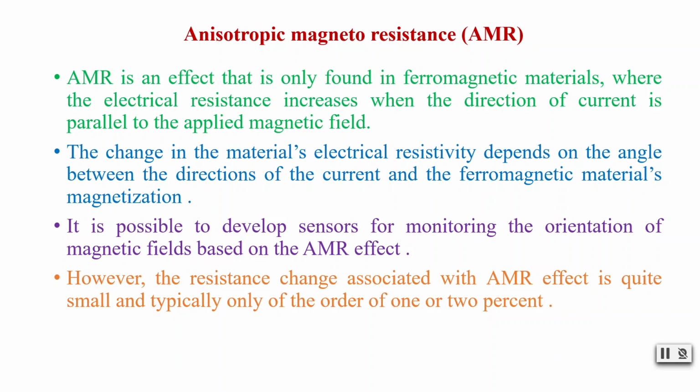Because of this effect, it is possible to develop sensors for monitoring the orientation of magnetic fields based on the AMR effect. Such sensors detect the change in resistance, and from it we can find the orientation of magnetic fields. However, the resistance change associated with the AMR effect is quite small, mostly of the order of 1 to 2%, but it may go up to 5% in some rare cases.